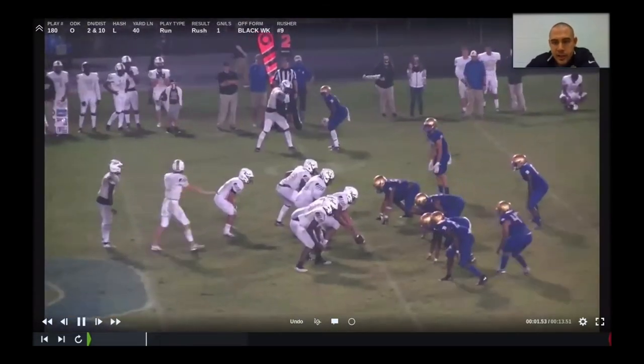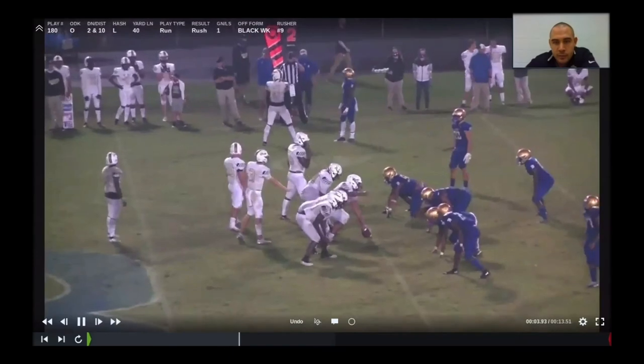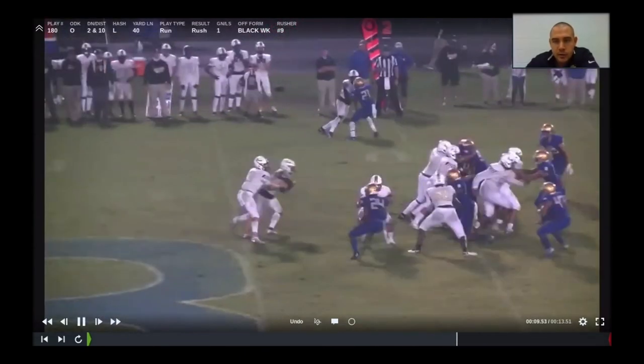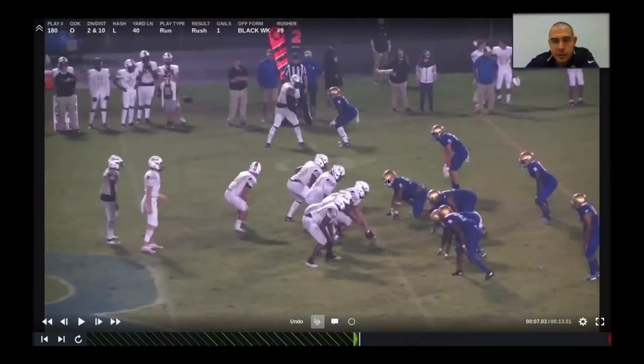All right, so same team. We do a nice little freeze call here, trying to get him to jump offsides. So we're actually going left here. We're going to go 0, 1, 2, -1, -2.